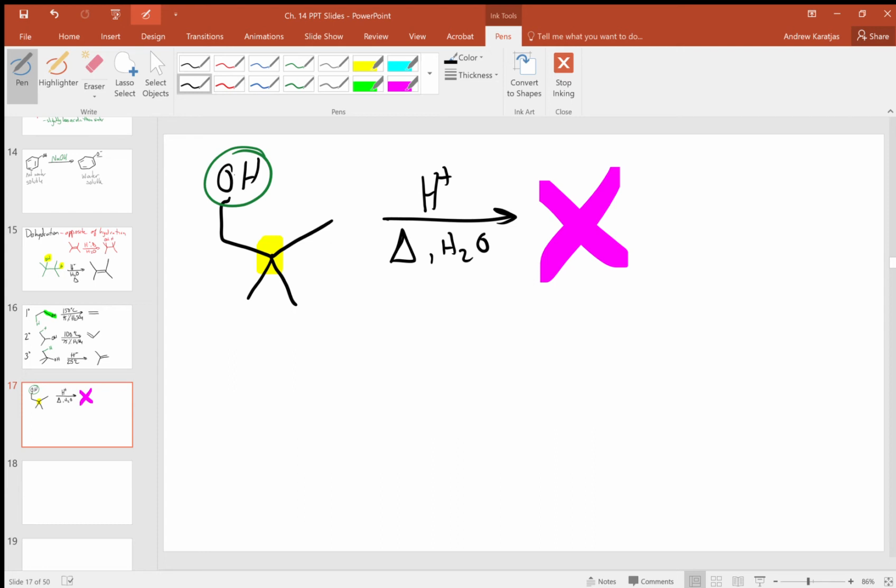Now, I should also mention there are going to be times where I refer to this reaction as an elimination. Dehydration is a very specific reaction. An elimination is a much larger class of reactions where we remove something from a starting material. So if I refer to this as an elimination, it is the same overall class of reactions.